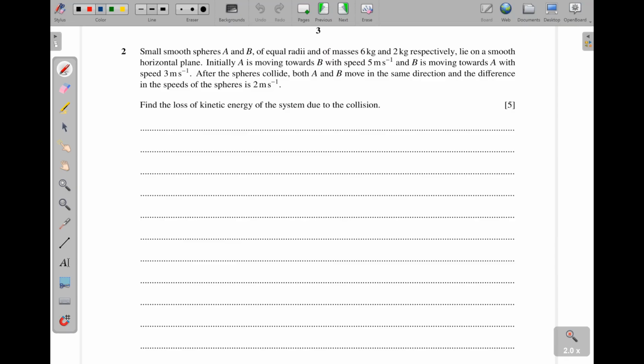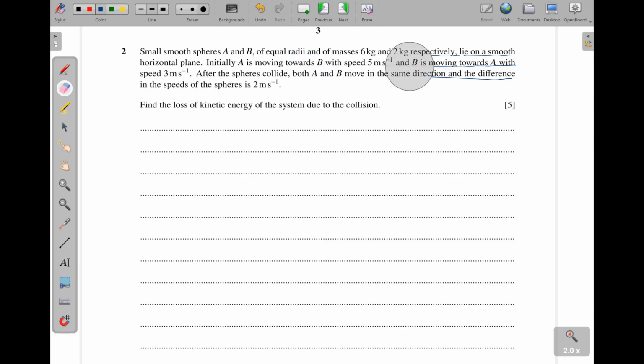Question 2. Small smooth spheres A and B of equal radii, of masses 6 kilograms and 2 kilograms respectively, lie on a smooth horizontal plane. That means we don't have any frictional force. Initially, A is moving towards B with a speed of 5 meters per second, and B is moving towards A with a speed of 3 meters per second. After the spheres collide, both A and B move in the same direction, and the difference in the speeds of the spheres is 2 meters per second. Find the loss in kinetic energy.